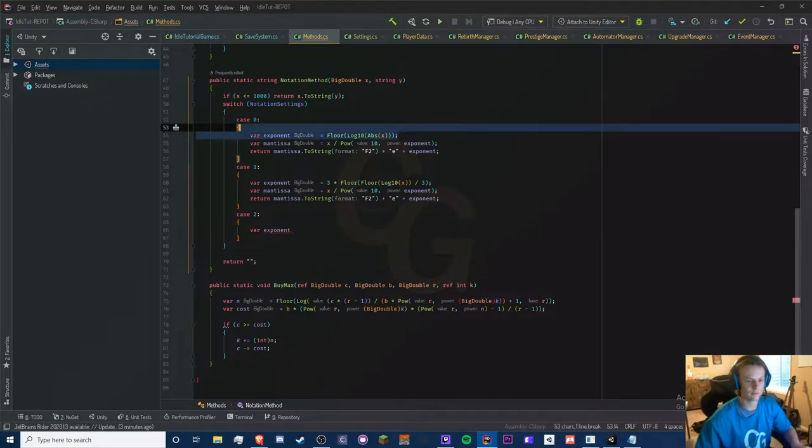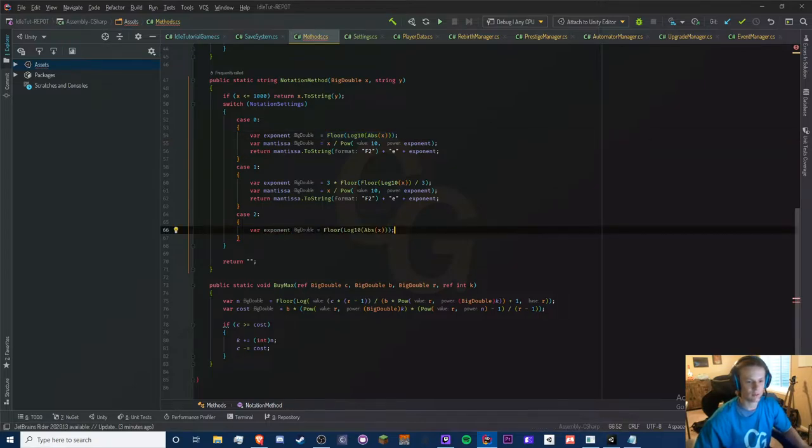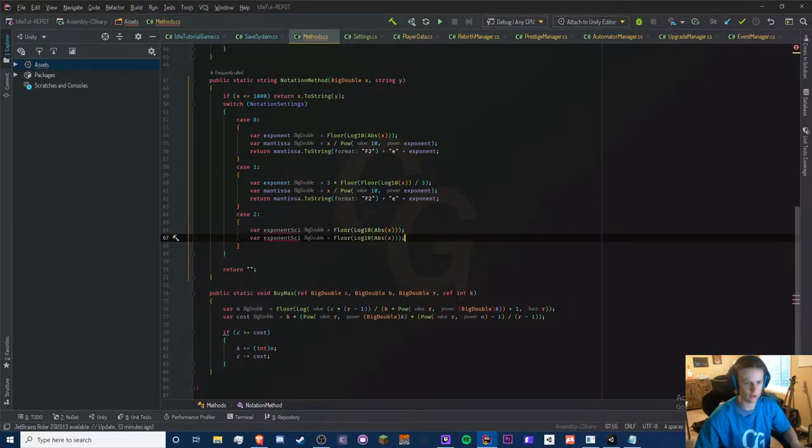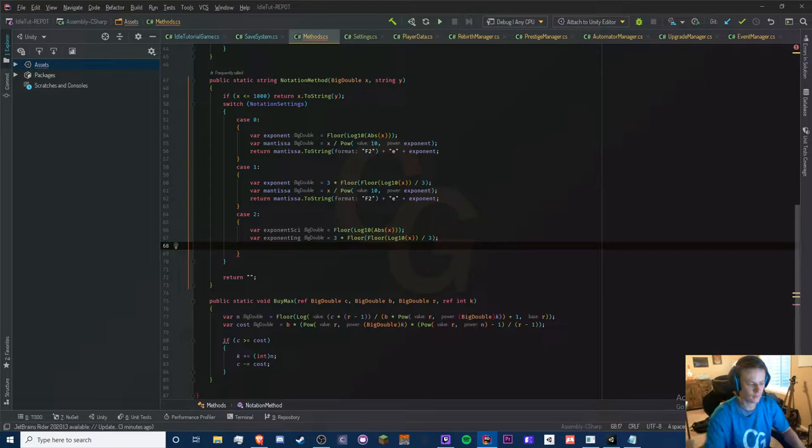So let's just bring this down here. We're going to set exponent equal to, so this is going to be scientific notation, and then we're going to do engineering notation right here, eng. And that's this right here. So we already have some of our stuff ready. Also, don't forget the return. Actually, we'll get there.